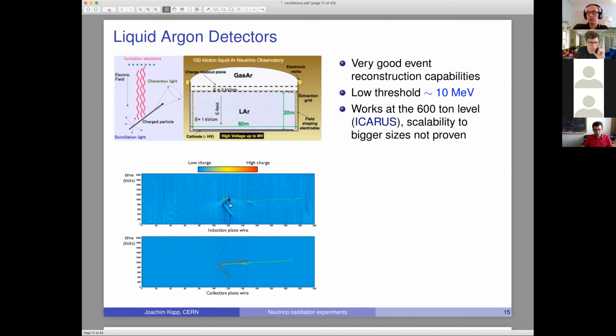And here are two pictures of such events. You see here the nice tracks of the secondary particles, pretty clean. So that allows for very, very good event reconstruction. But of course, since argon is more expensive than water, these detectors can't be made quite as big as a detector consisting of water.